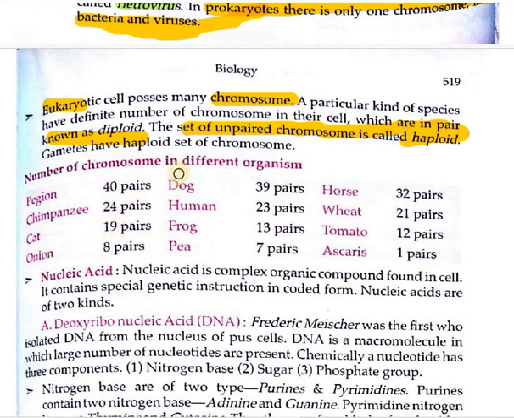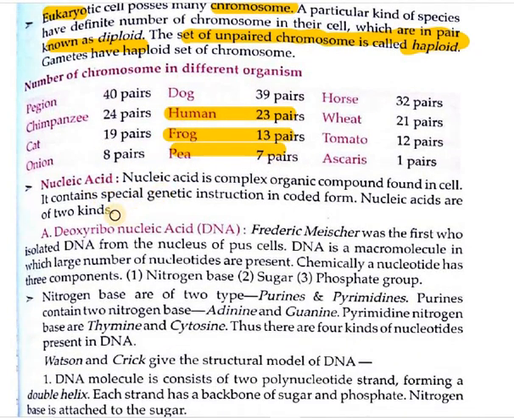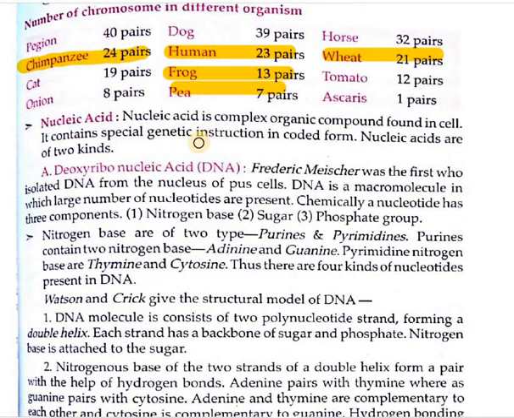What is important here? A monkey, a frog, and a human are important, and the pea is important, because Mendel had chosen the pea for his experiment. Chimpanzee has 24 pairs, and nothing else is important. Wheat has 21 pairs.